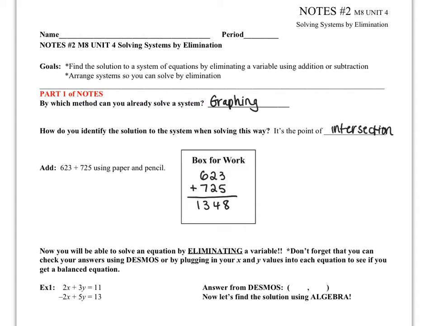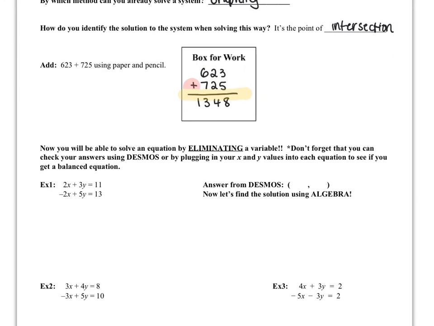Did you get 1,348, and did you set up your work this way? It's okay if you didn't, but hopefully this at least looks familiar to you. What I want to point out is that we put our plus sign here, and we also have a line to show that we're adding. We're going to use similar symbols in what we're about to do, and so think of these as we go through these problems. So now we're going to solve an equation by eliminating a variable.